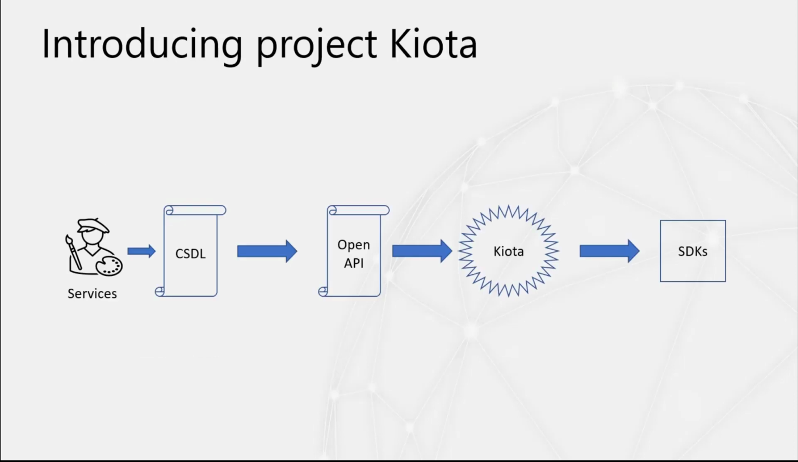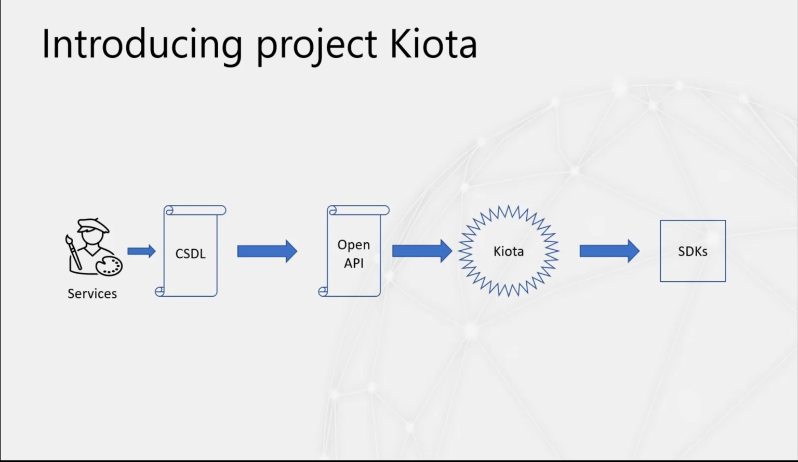So now let's talk about Project Kiota. So we still have the services that are OneDrive, SharePoint, Exchange, and many more that are building that CSDL description of the service and the APIs. And now we have a tool that's provided by the Open API community that allows us to convert that CSDL document into an Open API description.